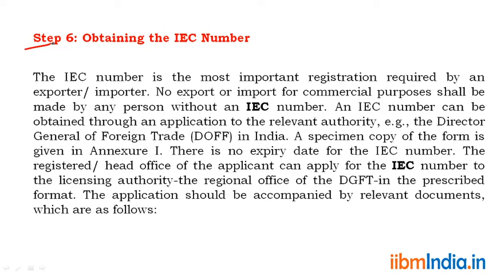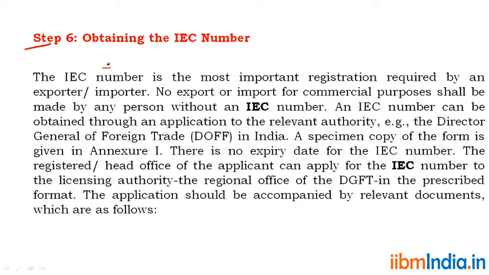Okay, I'm just telling you each and every point. The registered head office of the applicant can apply for the IEC number to the licensing authority, the regional office of the DGFT, in the prescribed format. The application should be accompanied by the relevant documents, which are as follows. I'm just telling you later on.